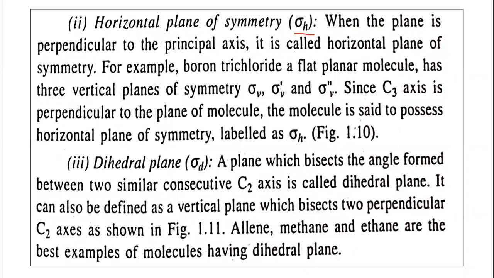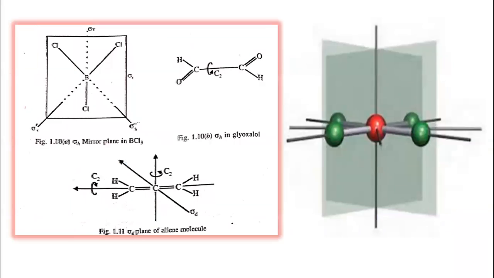A plane which bisects the angle formed between the two similar consecutive C2 axes is called a dihedral plane. It is also defined as a vertical plane which bisects the two perpendicular C2 axes. An example is the allene molecule. You can see here this allene molecule.